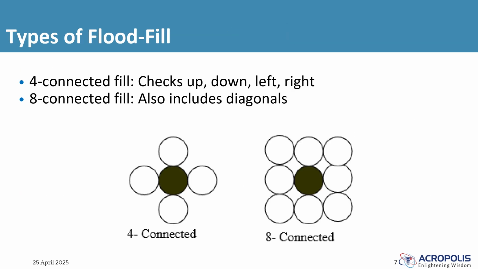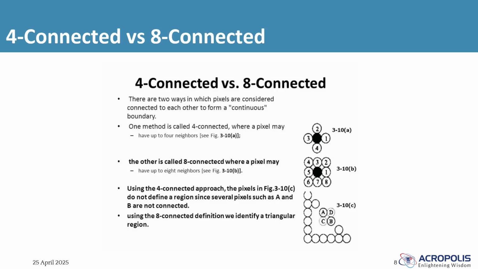There are two types of connectivity in flood fill. The four connected fill considers only the top, bottom, left, and right neighbors. The 8 connected fill, on the other hand, also includes diagonal pixels, providing more thorough coverage. Here you can visually compare the two. In 4 connected fill, only horizontal and vertical pixels are checked. In 8 connected fill, diagonal pixels are also included, making it more complete, especially for diagonal shapes.